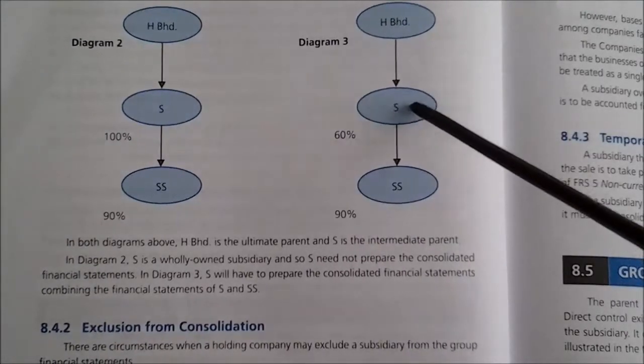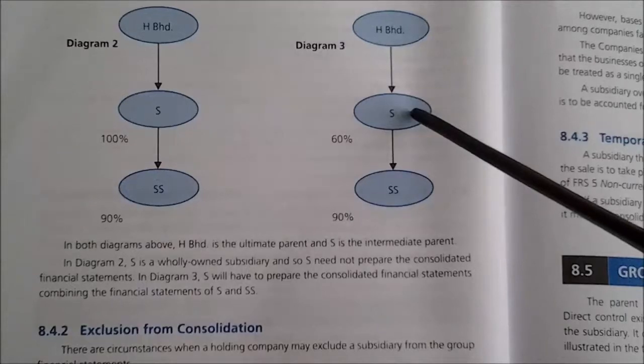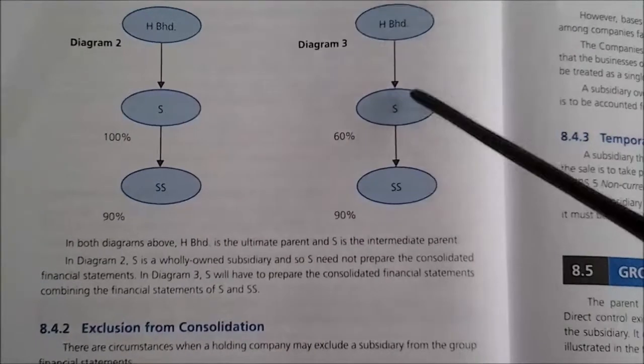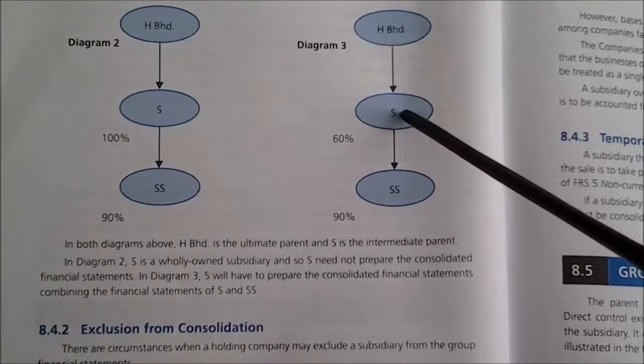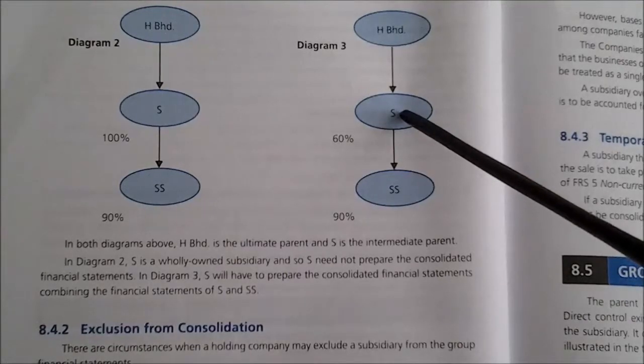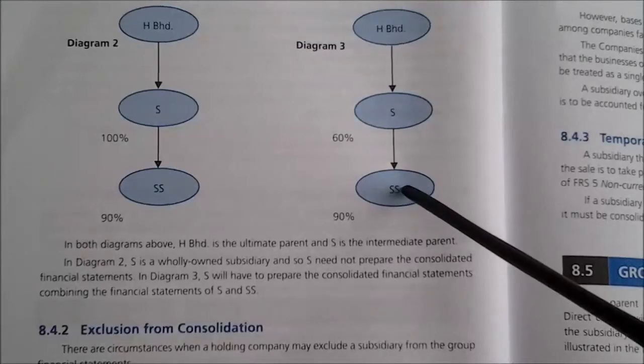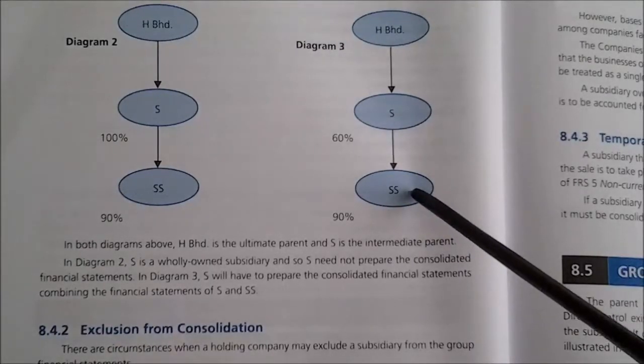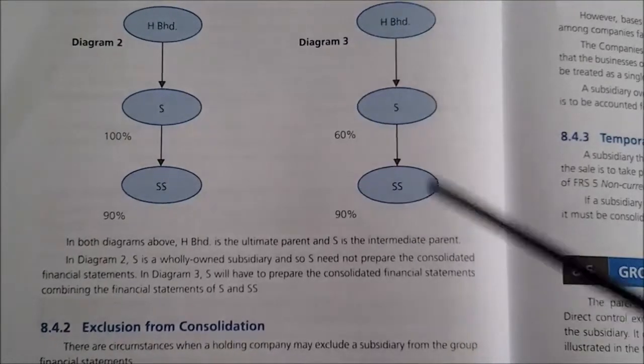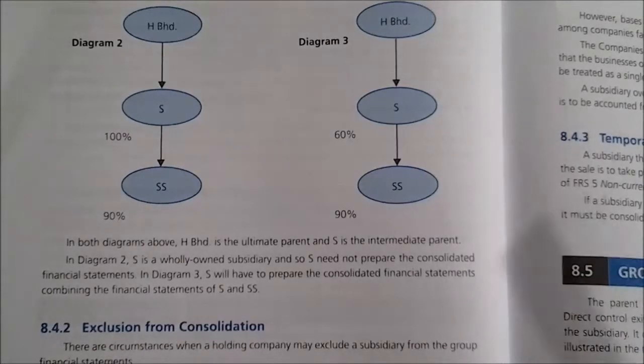So in this case, S has to do a CFS. S has to prepare the consolidated financial statement comprising its accounts and also the accounts of its subsidiary. Okay, so how to prepare the financial statement we will learn later.